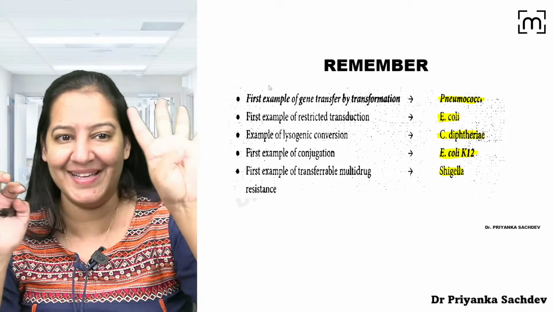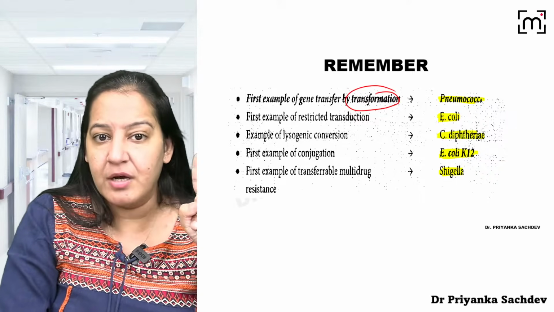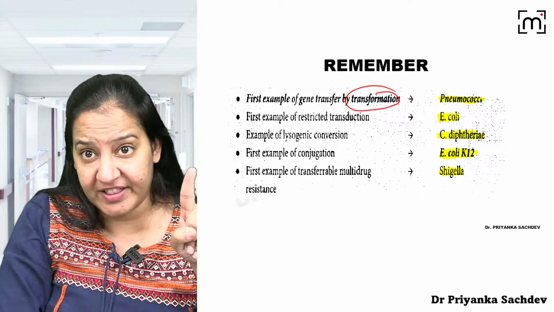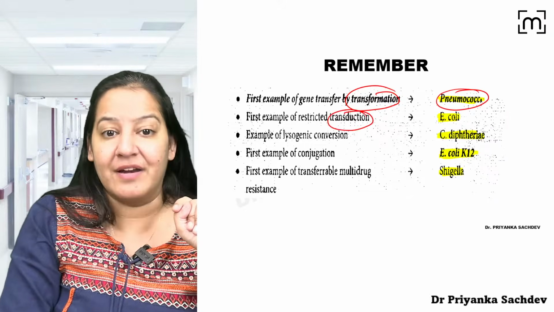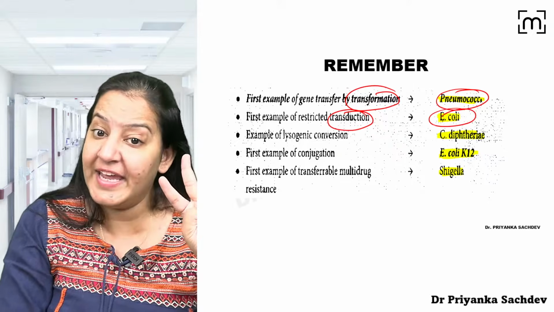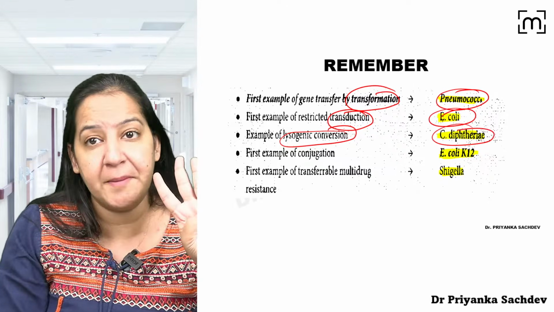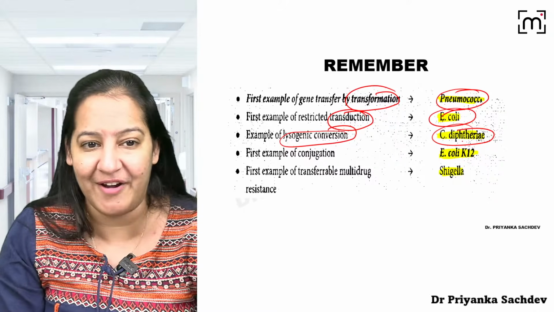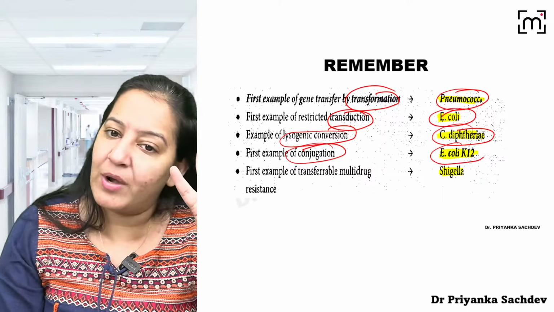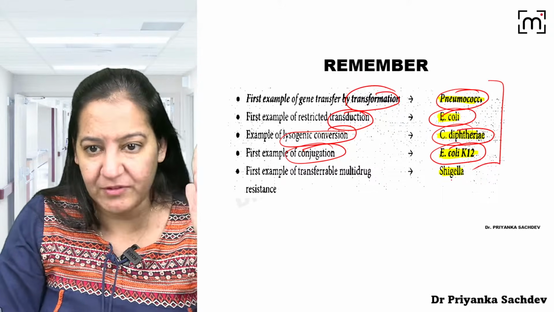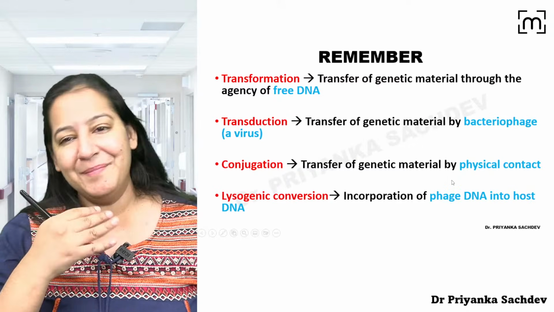The 4 methods. Listen, you have to learn this chart. Transformation was first discovered by Griffith in a bacteria known as Pneumococcus. Transduction was first discovered in a bacteria E. coli. Lysogenic conversion was first discovered in Corynebacterium diphtheriae, the toxigenic and non-toxigenic strain I have told you, right? And conjugation was first discovered in E. coli K12 strain. So you have to learn the name of the 4 bacteria in which these methods were first discovered. Give me a thumbs up.